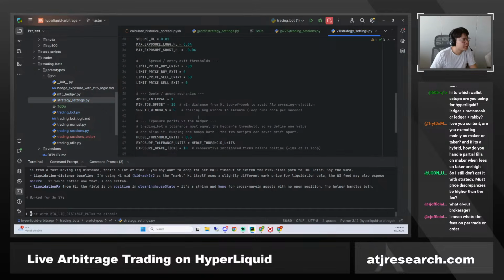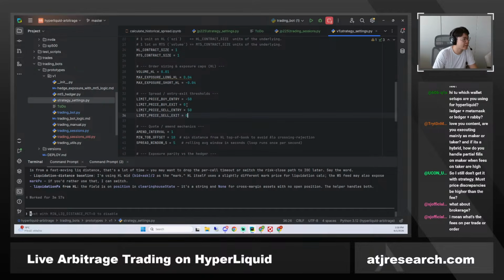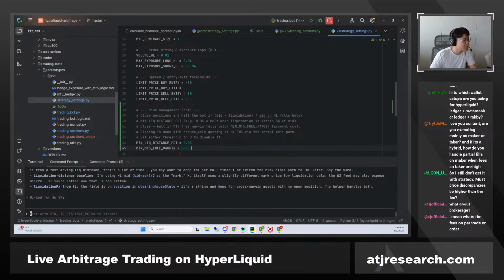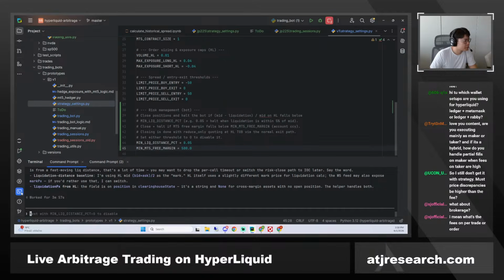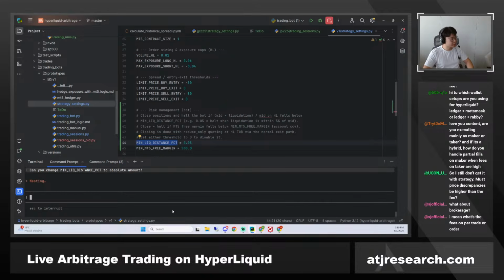So what I'm going to do is add the liquidation price somewhere up here, because I can edit all the things here. Can you change min liquidation distance percentage to an absolute amount? So I want to have this amount in dollars basically, and not percentages, and then I can test that.